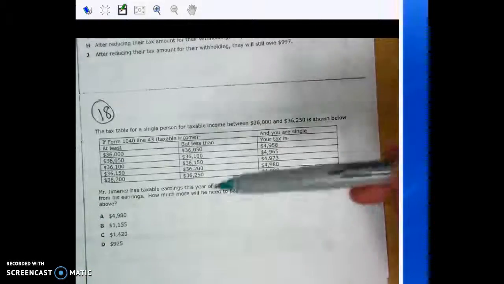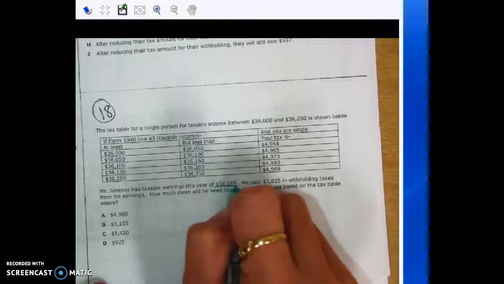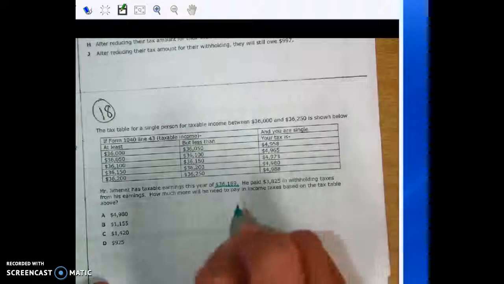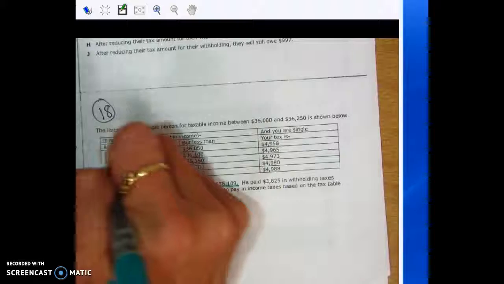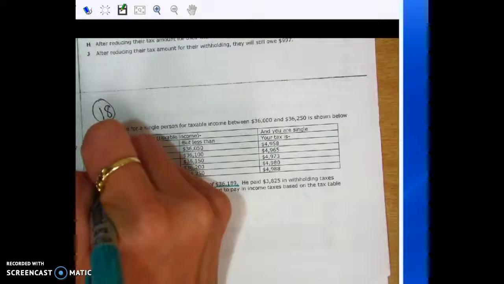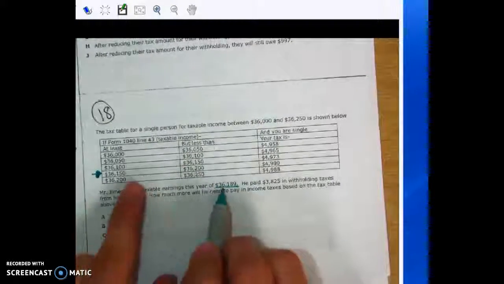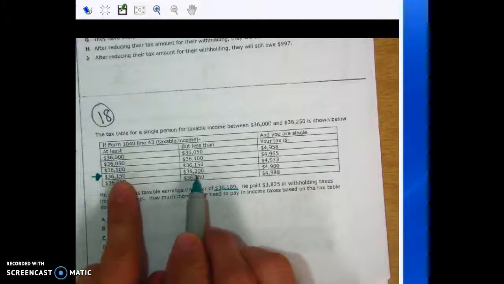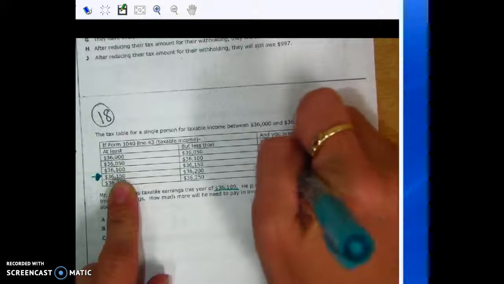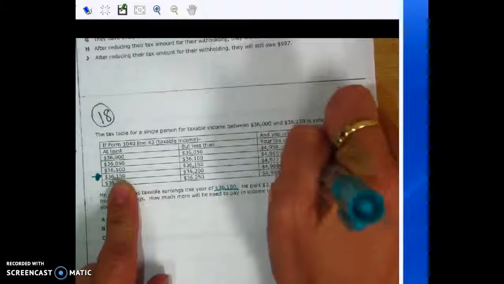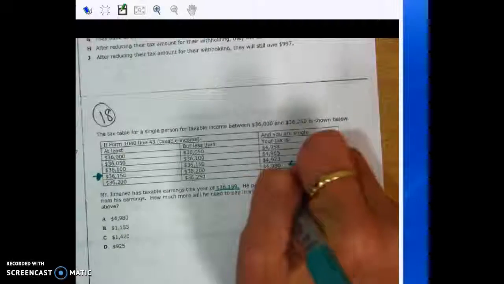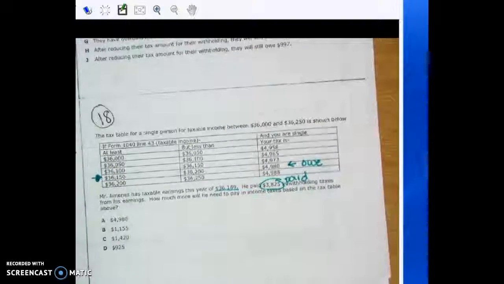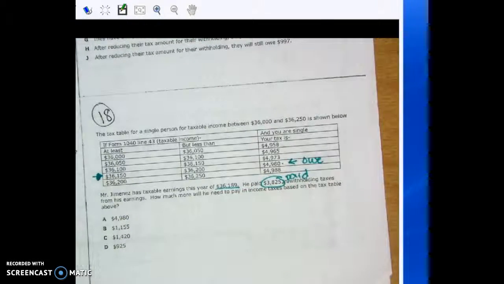Okay, number 18, same way. Here's your taxable income. So we need to find where that fits on the table. So that would be right here between those two. Because they all say 36,000, so 189 is between 150 and 200. So they owe this much in taxes. They've already paid this much. How much more do they still need to pay? So this is what they owe. That's what they've paid. So subtract it to see what they still owe on their taxes.